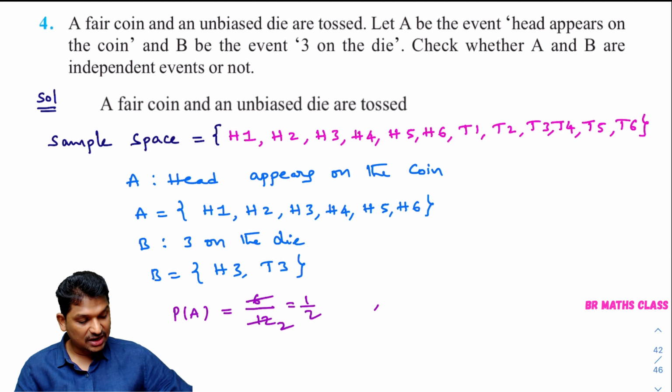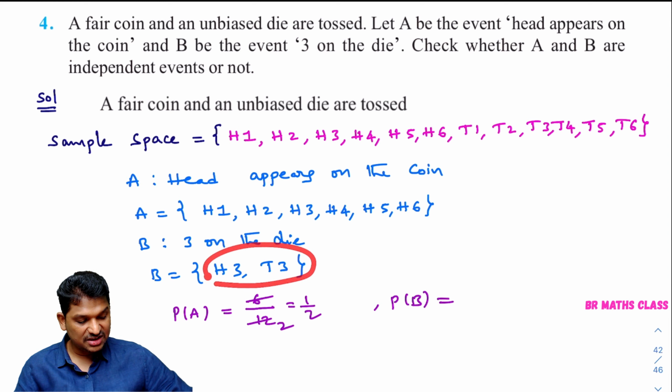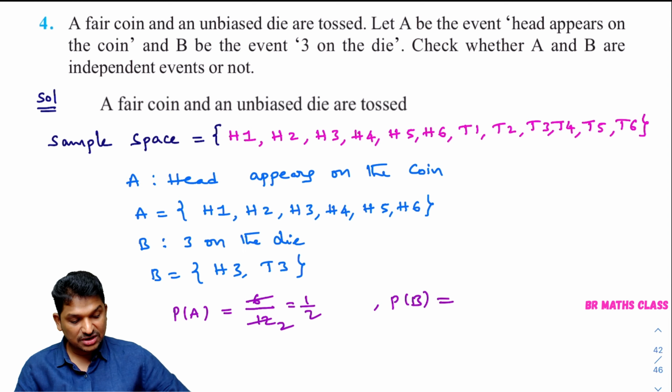Okay. Now I'll calculate probability of B also. Probability of B. See, B favorable results, how many are there? 2 favorable results are there, divided by total number of results.